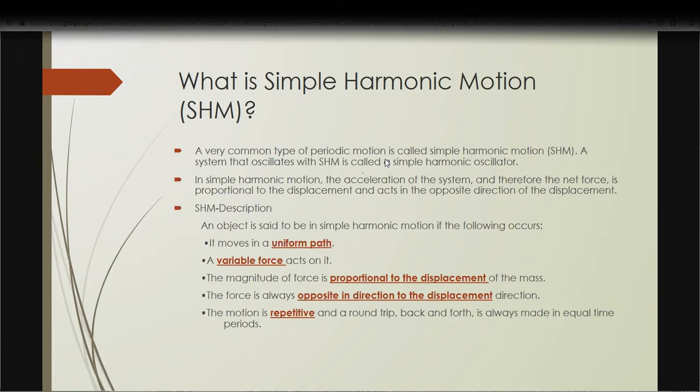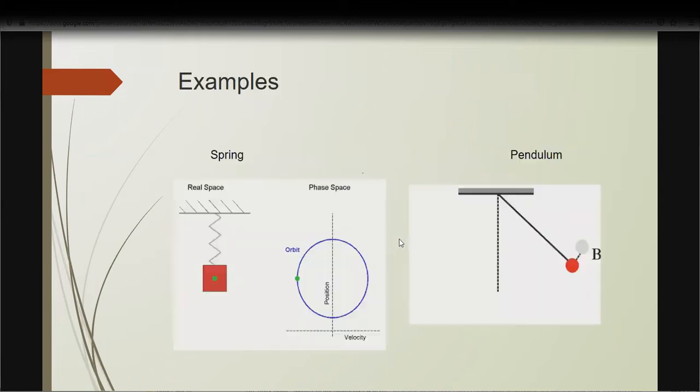The magnitude of the force is always proportional to its displacement, and hence the acceleration of the object is proportional to the displacement. And the force is always opposite to the displacement. Therefore, there is an opposite relation, but these are proportional. Acceleration and force are proportional to the displacement, but opposite in direction. Let's see examples.